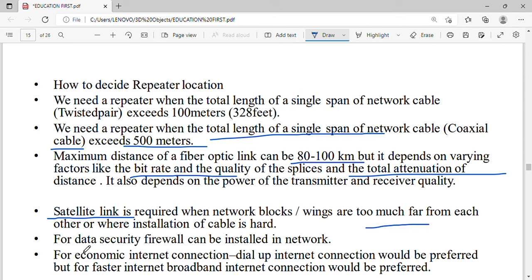A data security firewall is to be installed for the security of data in the network. For an economic internet connection, dial-up would be preferred, and for a faster internet connection, broadband would be preferred.